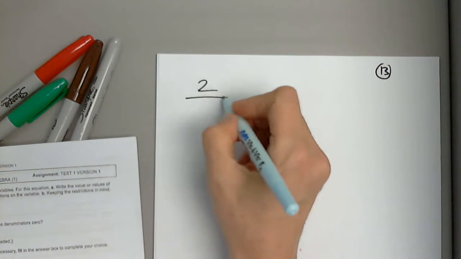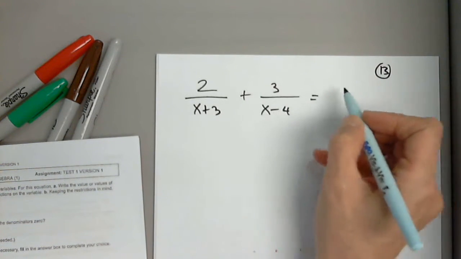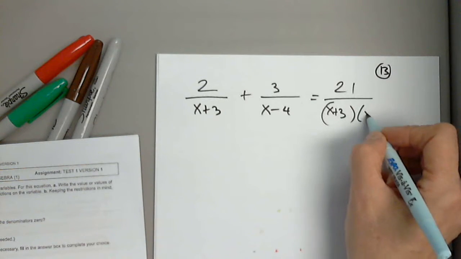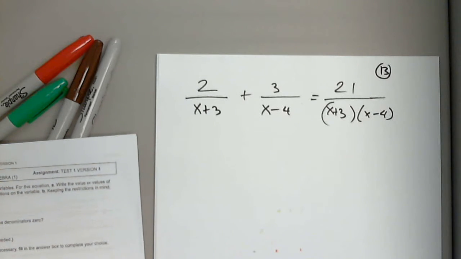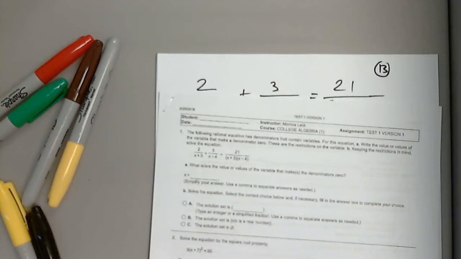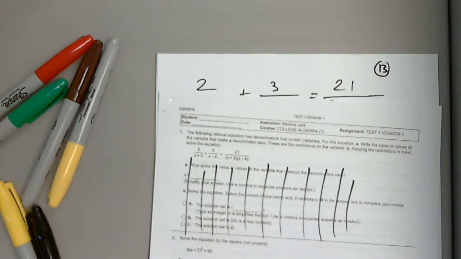Okay, so we have 2 over x plus 3, plus 3 over x minus 4, equals 21 over x plus 3 times x minus 4. So let me just say one thing. I will write something similar to this because you've been using my math lab and I think this will help you in the long run. I don't want you to write anything here. Not interested. This is not what I grade.